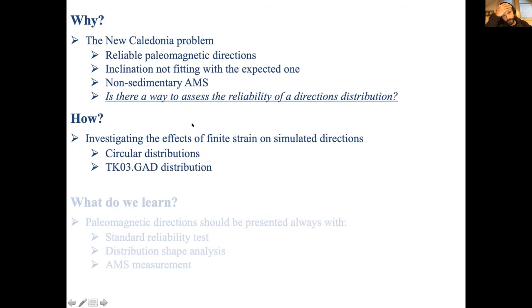Why? For people that were listening to me last year, they might remember that I was talking about New Caledonia, a paleomagnetic sedimentary dataset from New Caledonia. It's very good in terms of magnetostratigraphy, so the directions themselves appear reliable, at least. But we have a problem, especially with the inclination, which is not fitting the expected one. And so we have something to say about the anisotropy of magnetic susceptibility. So is there a way to assess the reliability of this data?